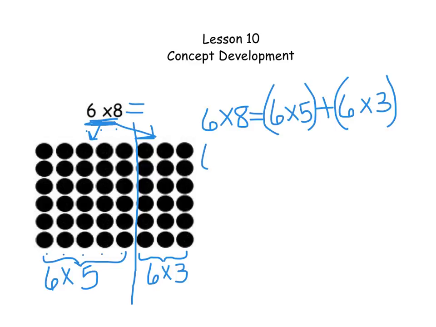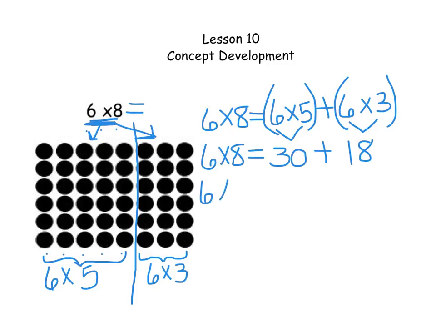So rewrite 6 times 8 equals 6 times 5 is 30 plus 6 times 3 is 18. So then I would rewrite 6 times 8 equals 30 plus 18.